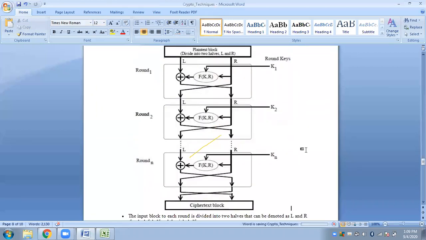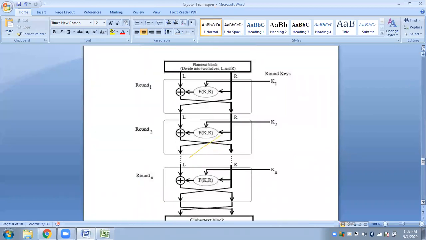Okay, in Feistel cipher, I will directly start with the procedure and then I will explain in short. First we will consider a plain text block. As I said, we will be processing every plain text block by block. So first you will be taking one block of the plain text.